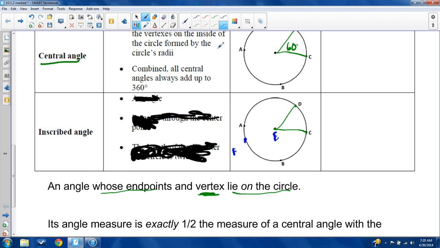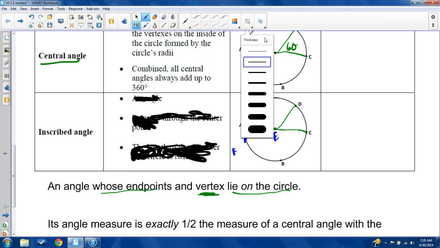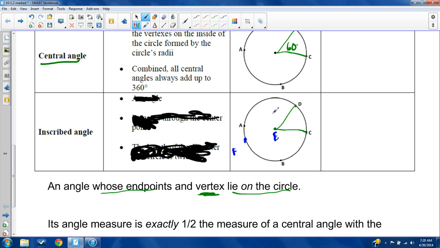The only reason I'm doing it over here instead of one of the other points is to emphasize what's on the back page. So here would be an example of an inscribed angle. Let me draw straight lines here, because I know that can look really bad. From D to F, and from C to F right there. So that is an inscribed angle. Its vertex is on the circle, shoots out, and its endpoints are also on the circle.